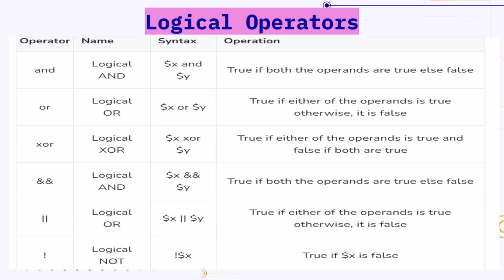Logical operators. Logical operators are used to operate with conditional statements. These operators evaluate conditions and then return a Boolean result, that is either true or false. So the logical operators which we have are AND, OR, XOR, and logical NOT.